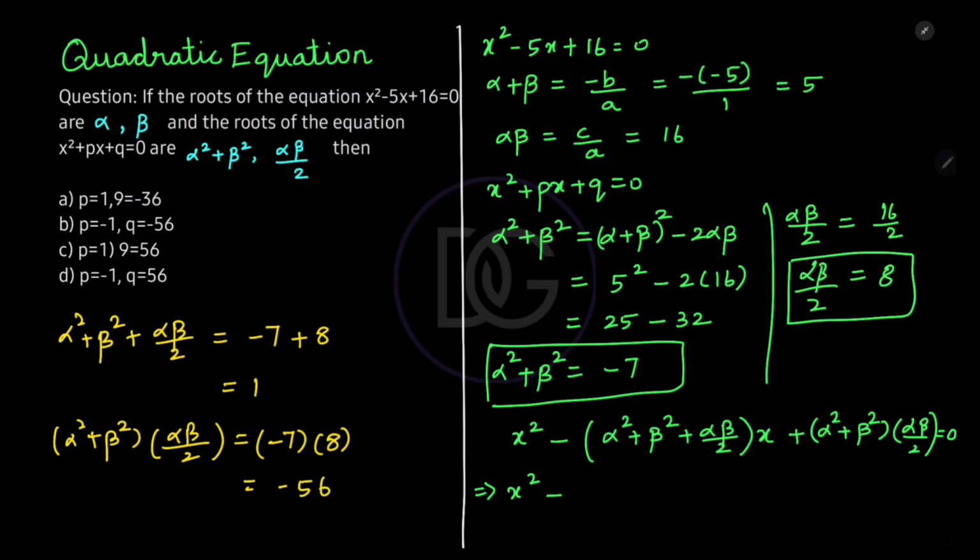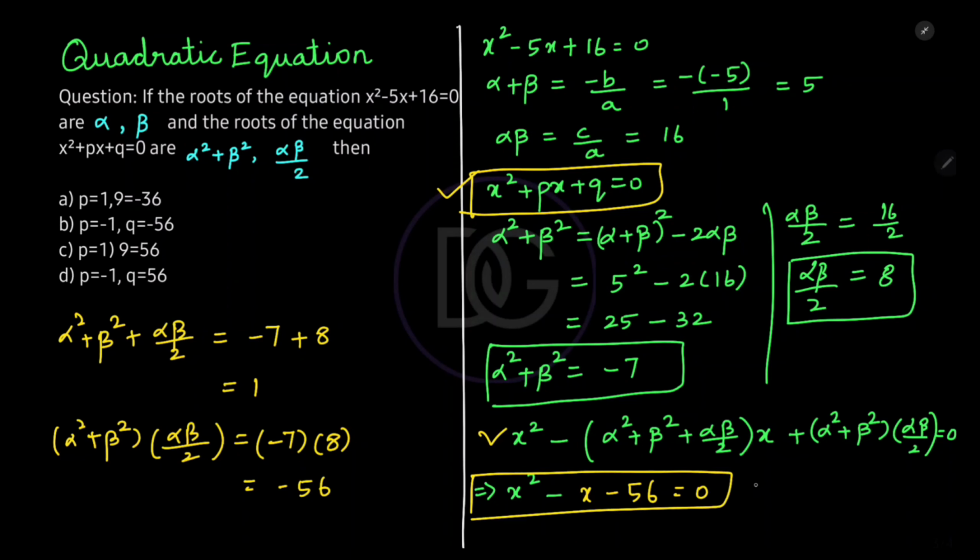Okay, here just see the equation given, x square plus px plus q. They are asking the value of p and the value of q. While comparing these two, you can tell the value of p is minus of the sum of the roots and the value of q is the product of the roots. Just substitute here: minus 1 into x will be minus x. Product of the roots is minus 56 equal to 0. While comparing these two equations, we can conclude p equal to minus 1, q equal to minus 56.